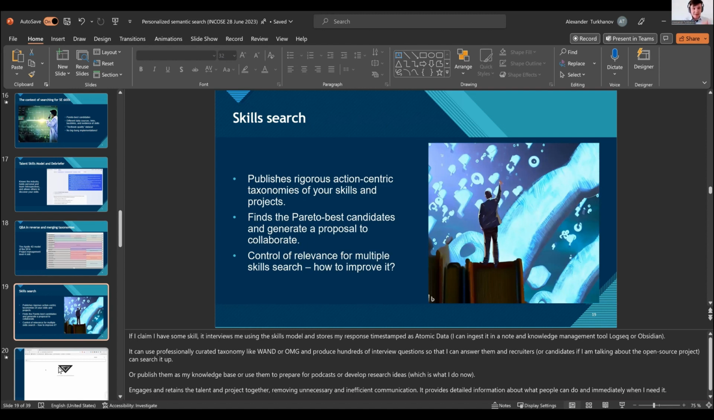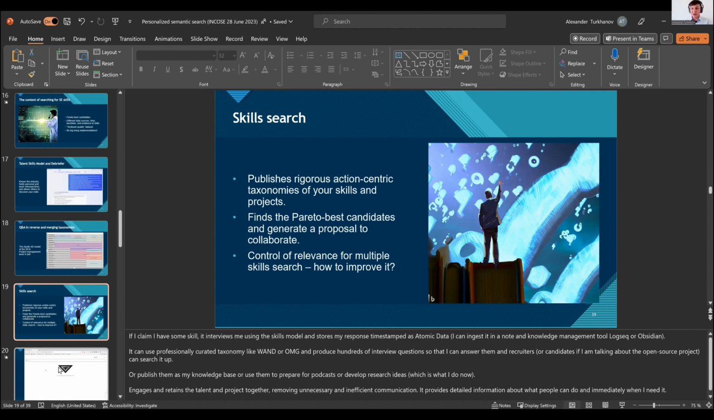So how does this skill search work overall? We have a data set, and this data set exists on a company level, on a team level, and on a personal level, and we extract an action-centered taxonomy.